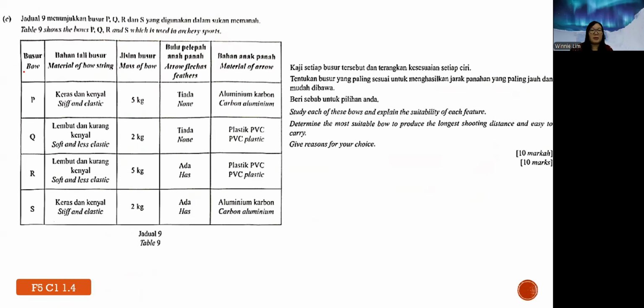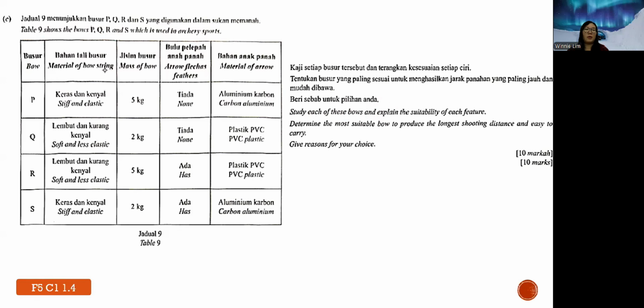Okay, then next one is a 10 marks question. So section B, you have 2 questions and choose 1. So same thing, try to read through both questions and decide which one to use. Table 9 shows the bows P, Q, R, and S, which are used in the archery sport. Study each of these bows and explain the suitability of each feature and determine the most suitable bow to produce the longest shooting distance.